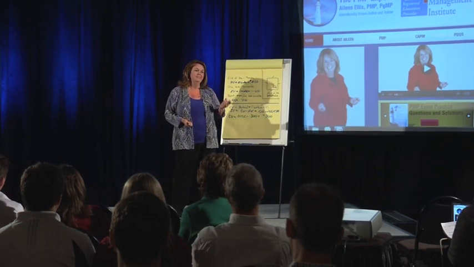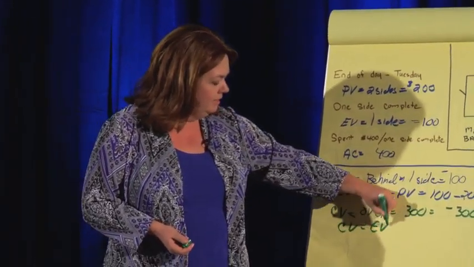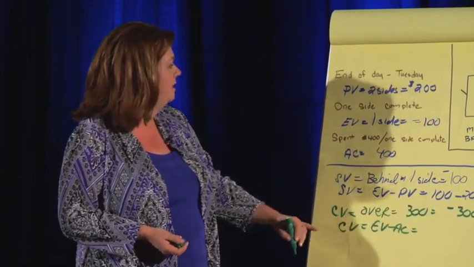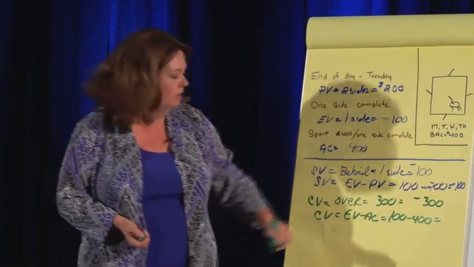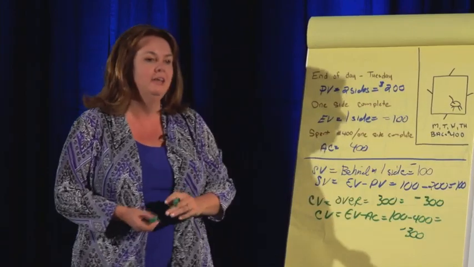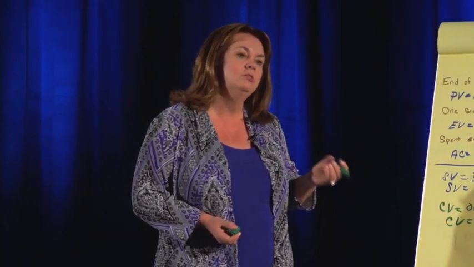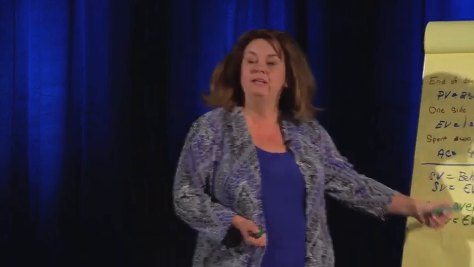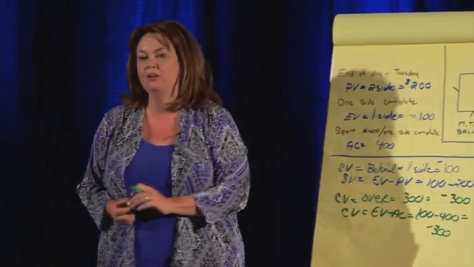Some of us, though, really like the equations. The equation for cost variance is EV minus AC. If we fill in the numbers, EV is 100, AC is 400, 100 minus 400. Great, a negative $300. The answer we got logically, we got the same answer using the equation. On the exam, you don't want it to just be memorizing these equations. You want to use logic. That way, when you get to an answer, you can say, is that really what it should be? Or maybe I used the wrong equation.